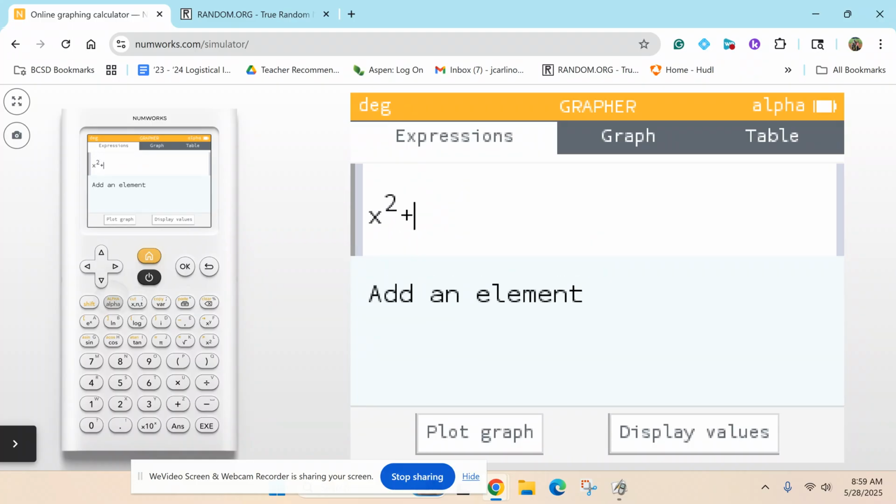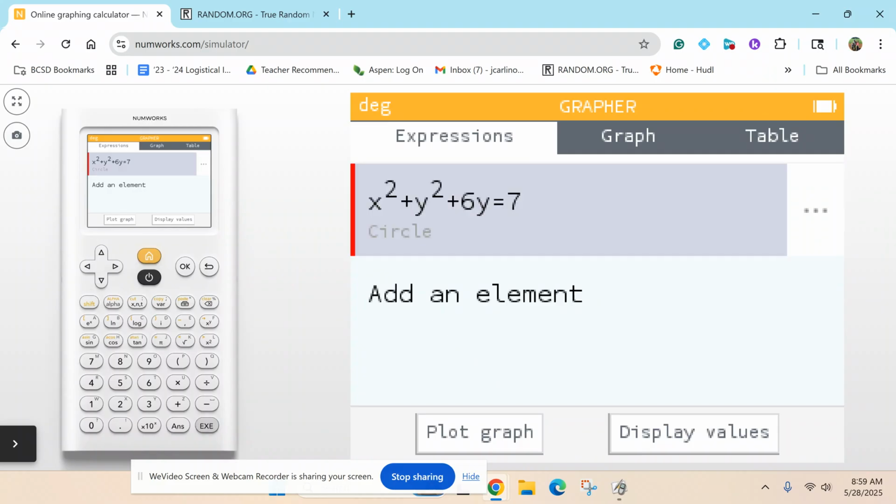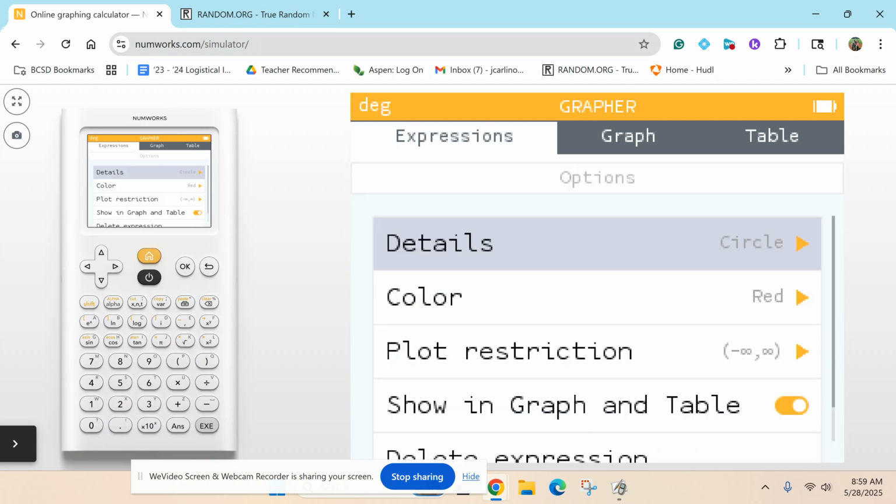If you need the y, you go alpha 3 equals 7. Enter, make sure it's highlighted. It'll tell you it's a circle. And then remember where we went for the slope and the y-intercept? 3 dots. Give me a little more detail, please.